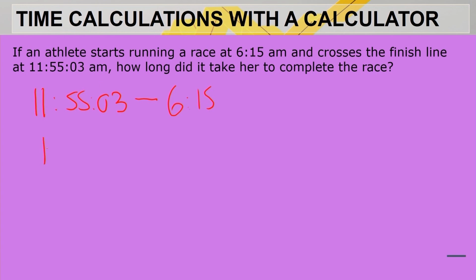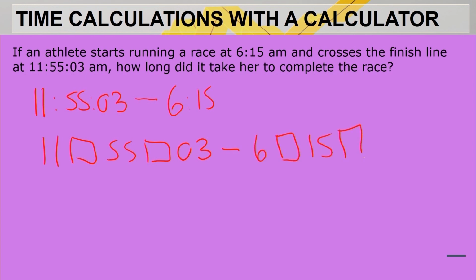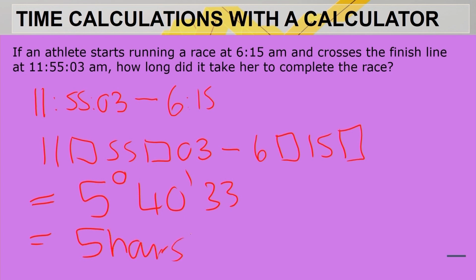On your calculator, 11 button 55 button 03 minus 6 button 15 and the time button. Remember, if you want the magic, you need to work the button. 11:55:03, punch it into your calculator and work with me. So it is 5 degrees 40 minutes and 33 seconds. So what's the duration? 5 hours 40 minutes and 33 seconds.